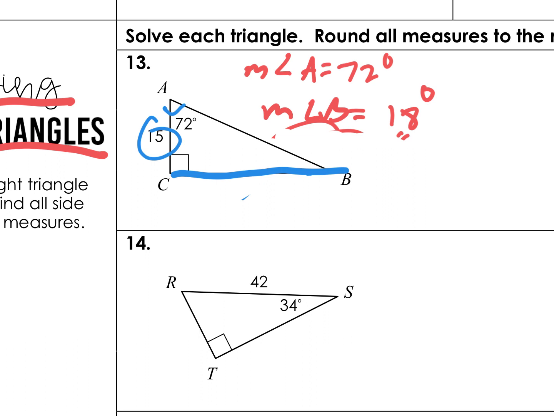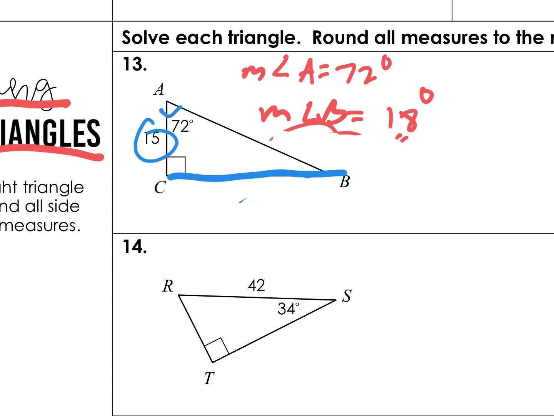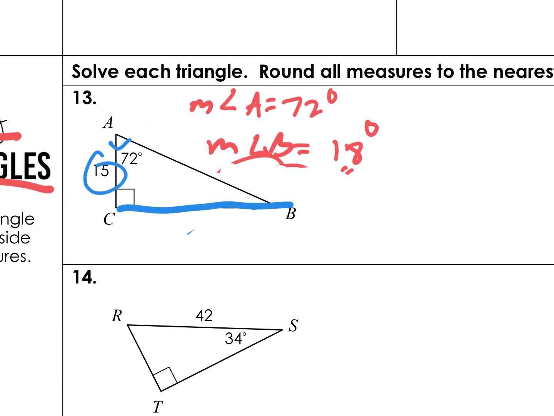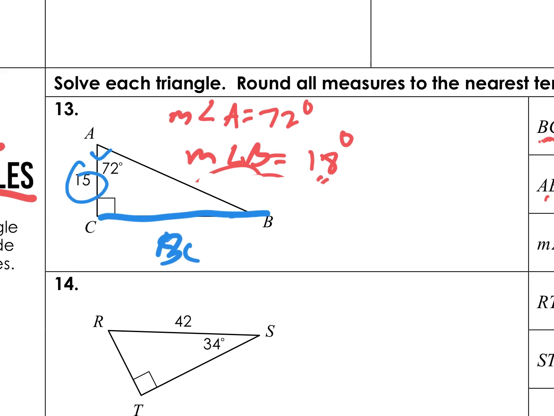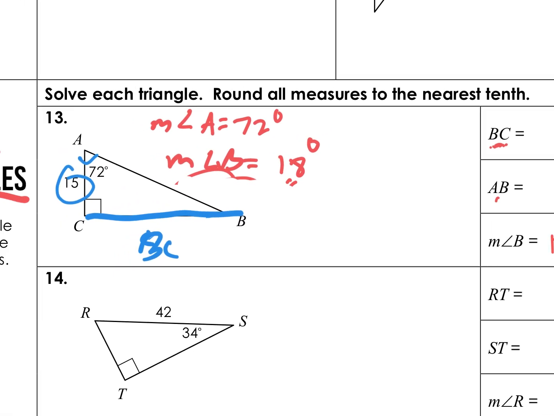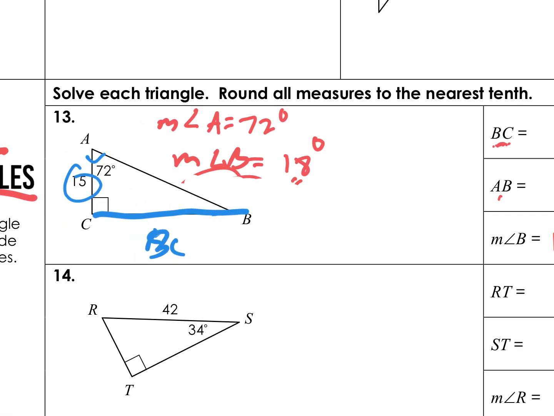So, yeah, he's right. That's an adjacent angle. I'm given an adjacent angle, and I'm given a 72. And this is what I'm missing. He called it BC, I think. Fine, I'll call it BC. So making my trig function, what trig function would I use with BC and the 15?